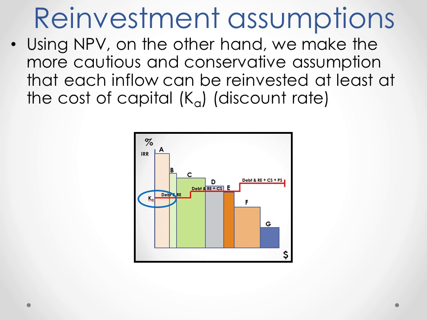All that to say just one simple thing. If you do have mutually exclusive projects, and if you get mixed signals where on one the net present value is higher than the other, but with the other the internal rate of return is higher than the first, you always go with the highest net present value.